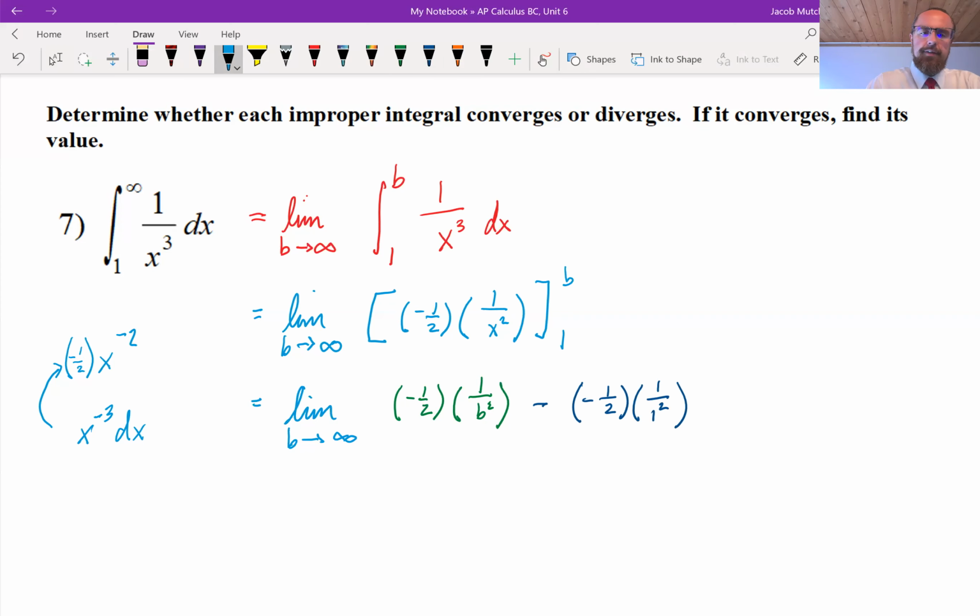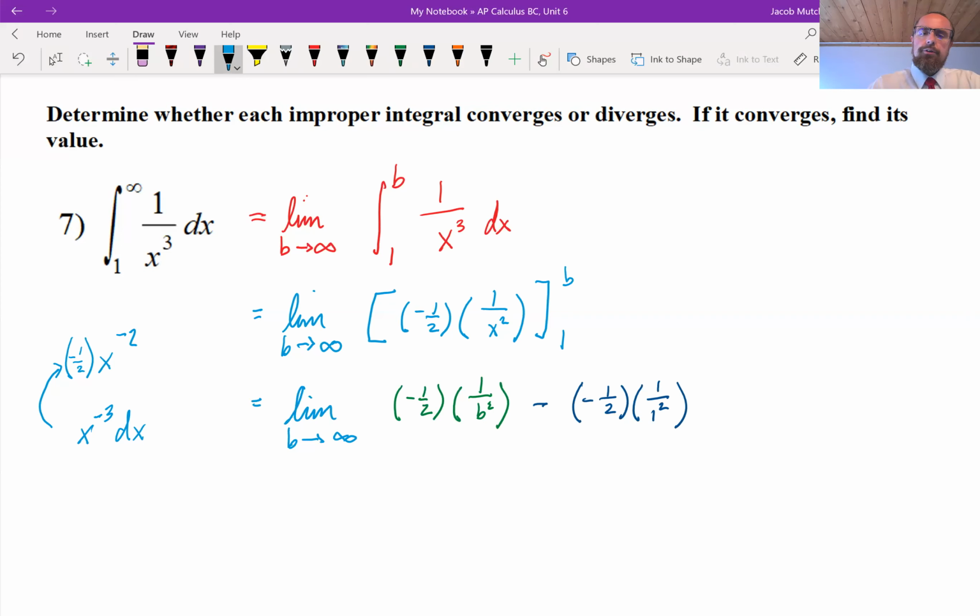So now we're ready to evaluate the limit. So this is the limit as b approaches infinity. And what I see for this first term, in fact, what I can do is get rid of that limit because we're ready to evaluate.